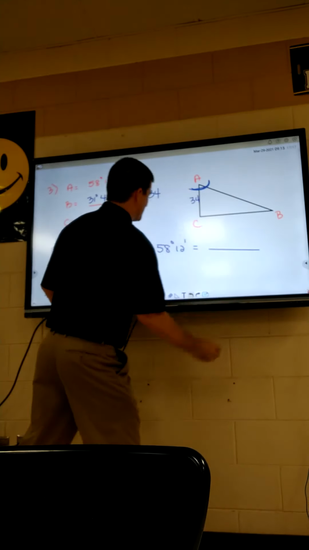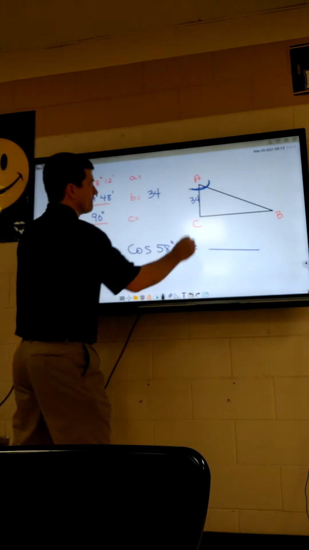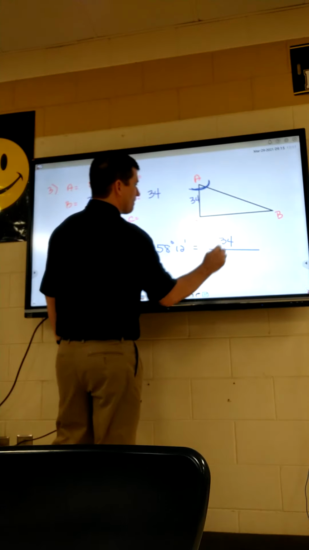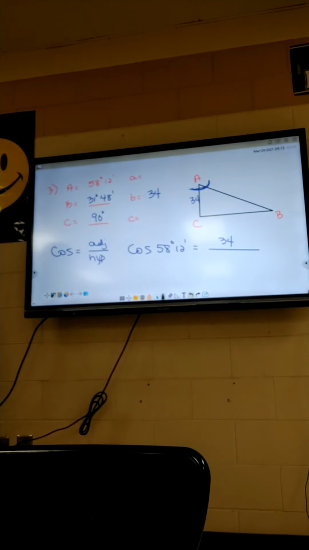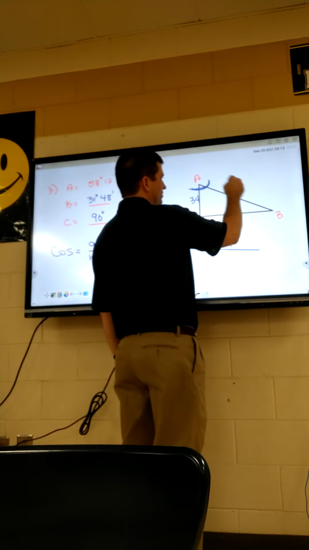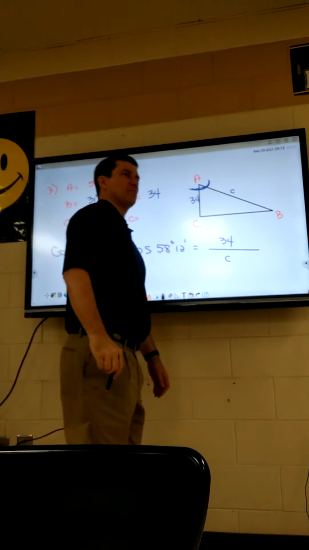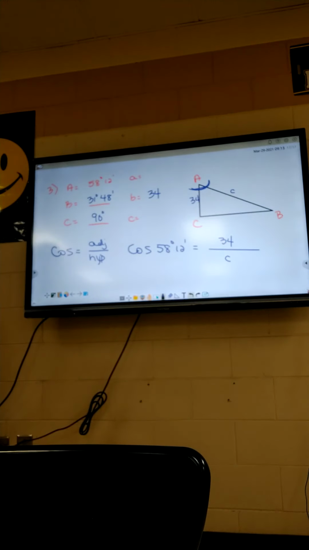All right, so the formula says put your adjacent side on top. What goes on top? 34. All right, formula says put your hypotenuse on the bottom. Do we have a number on the hypotenuse side? No, so we're just going to put little c. That will show us after we get our answer, it goes in for little c.